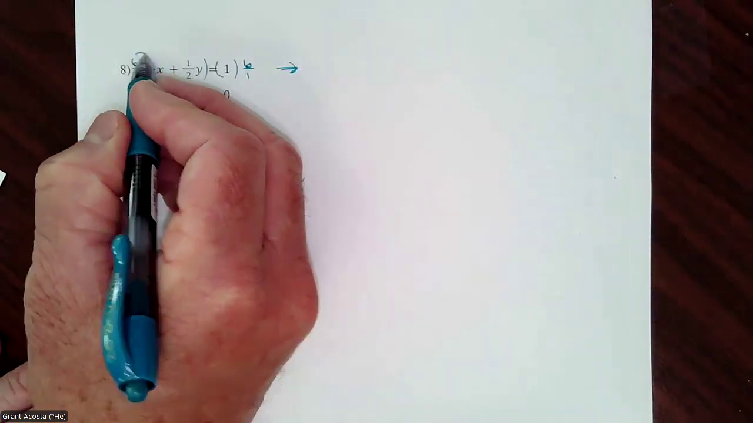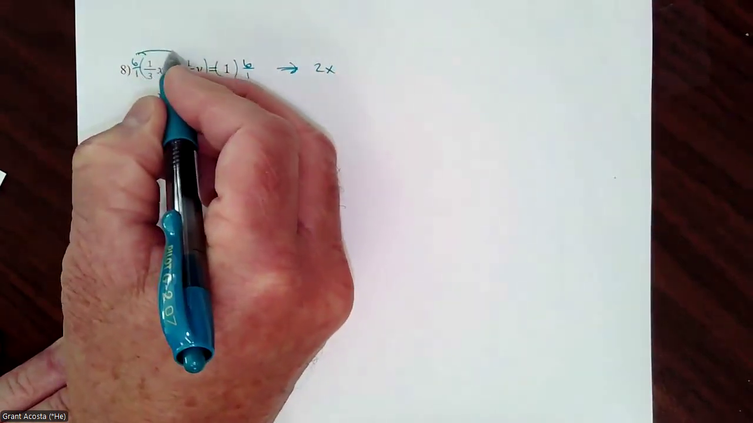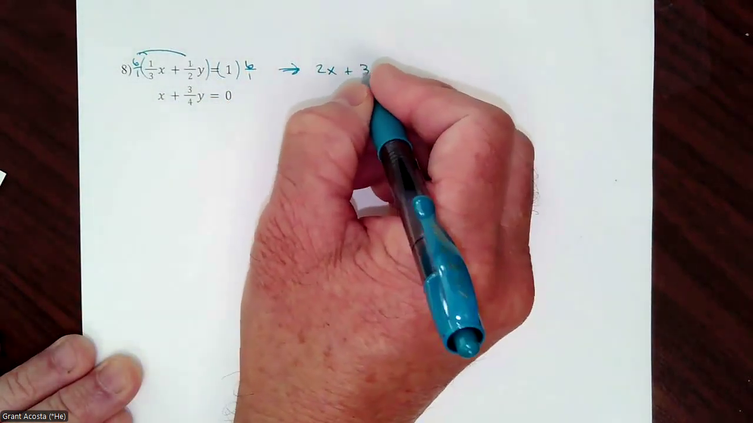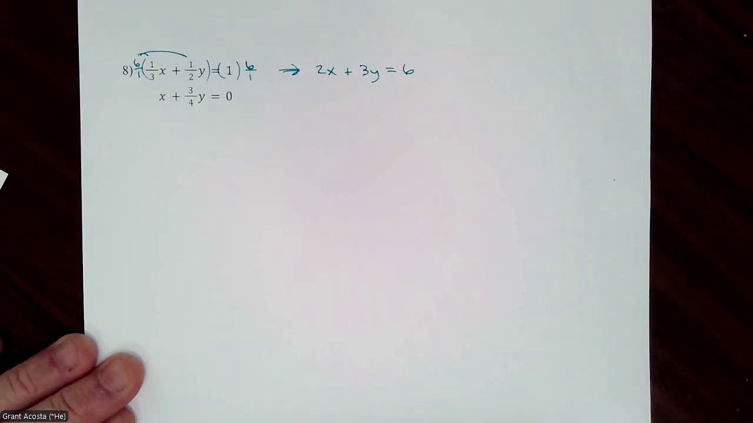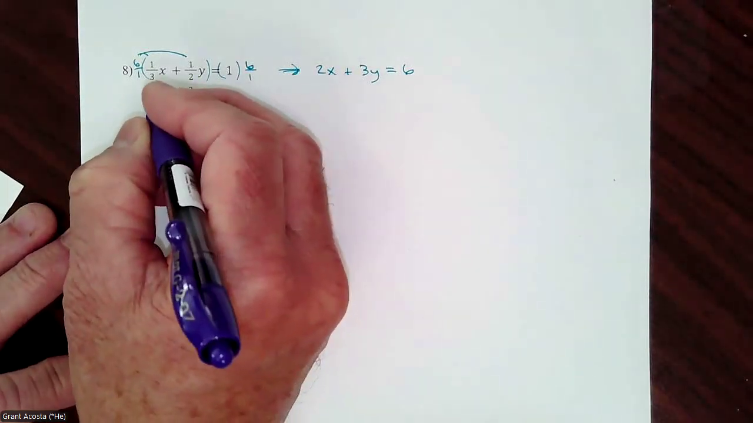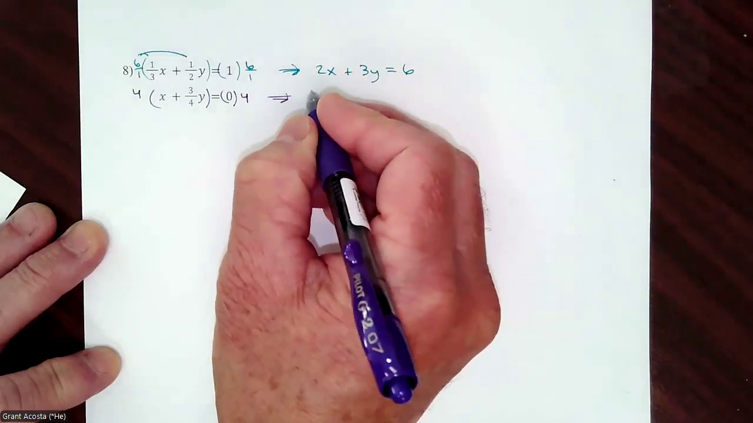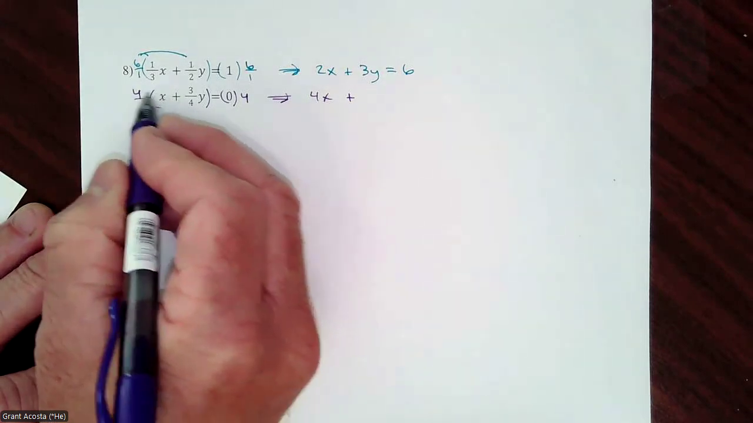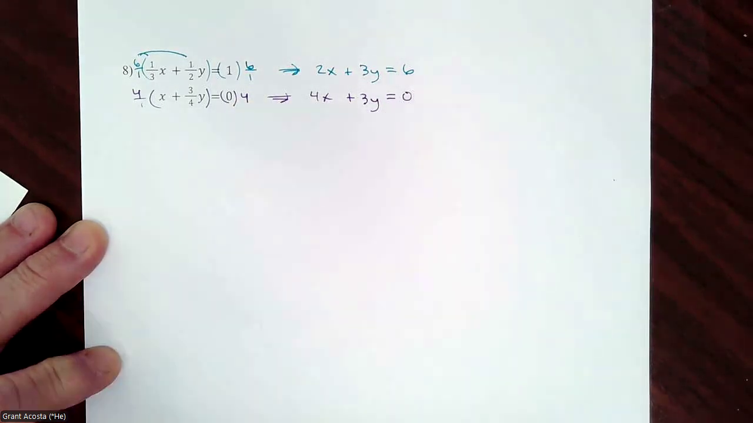Well, if I distribute, 6 times 1/3 is 6 over 3. That's going to give me 2x. If I multiply 6 times 1/2, that's going to give me 6 over 2, which is 3y. And on the right side, that's just 6. So what should I do for the second equation? If I want to get rid of that 4, I could multiply both sides by just 4. And that would give me 4x. When you multiply 4 times 3/4, you can cross cancel the 4. You're just going to be left with 3y. 4 times 0 is just 0.